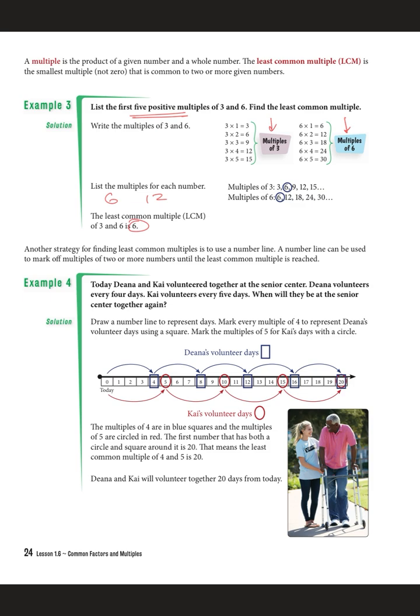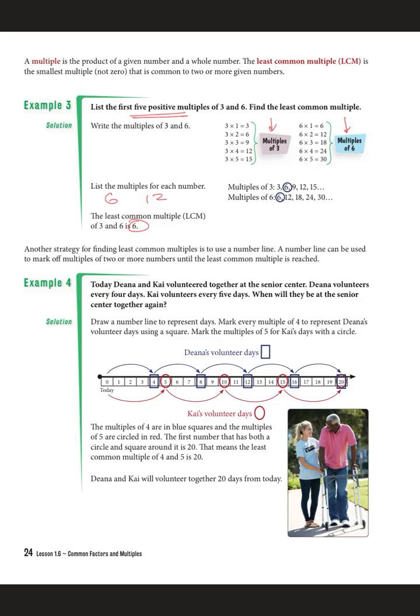Deanna and Kai volunteered together at the senior center. Deanna volunteers every 4 days. Kai volunteers every 5 days. When will they be at the senior center together? So the solution says to draw a number line to represent days. Mark every multiple of 4 to represent Deanna's volunteer days using a square.